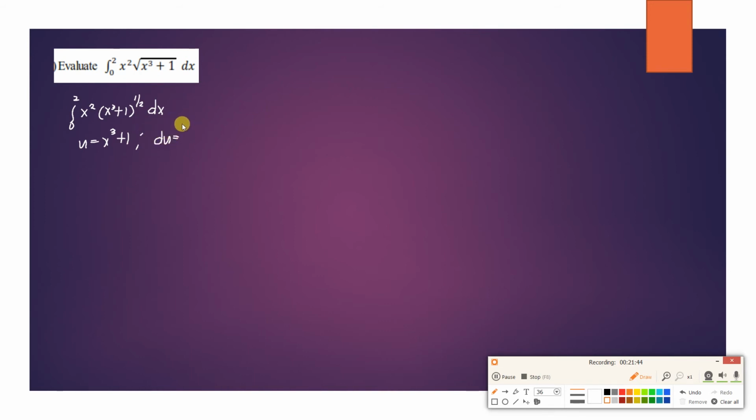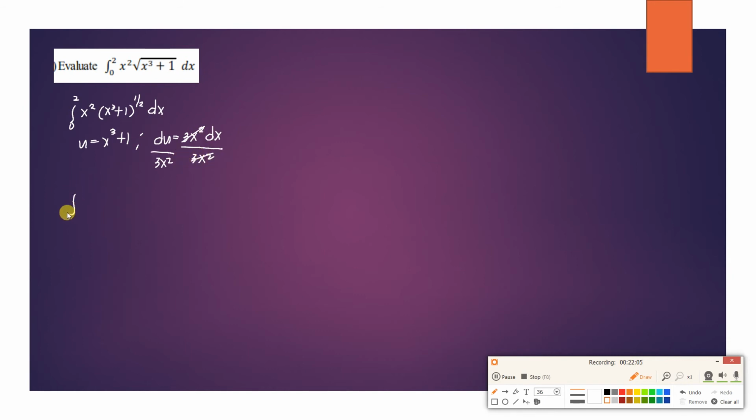So, integral of x cubed plus 1 is 3x squared dx. Okay, lumabas si x squared. So, ibig sabihin sa problem, makakancel ko si x squared. Okay, tapos kukunin ko lang mamaya si dx. 3x squared. Ayan, para makancel to.